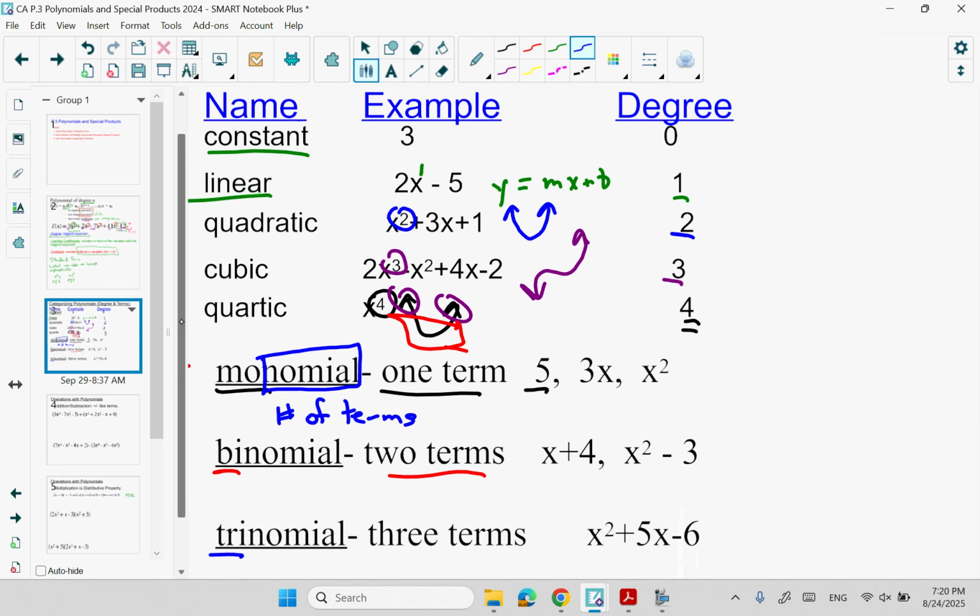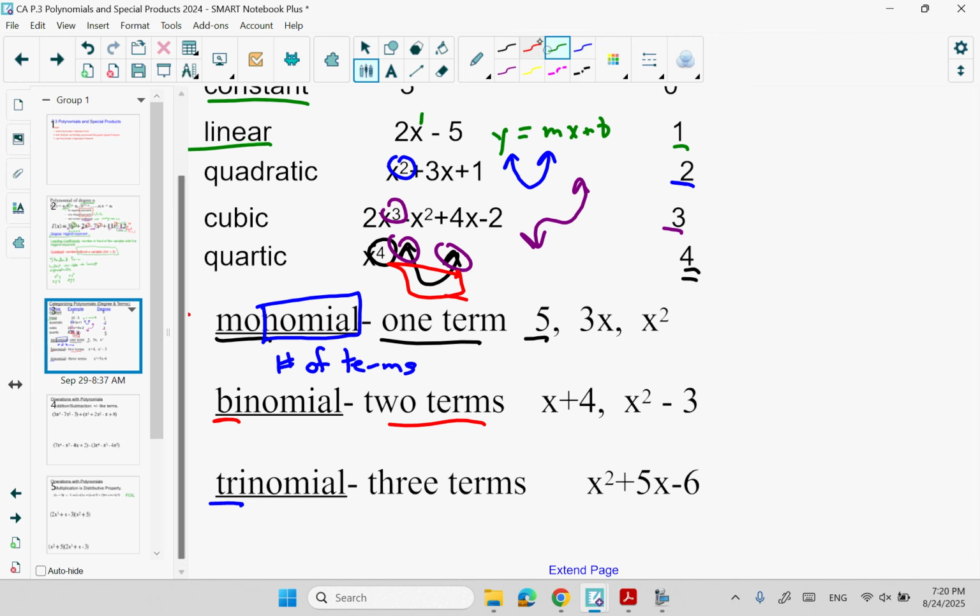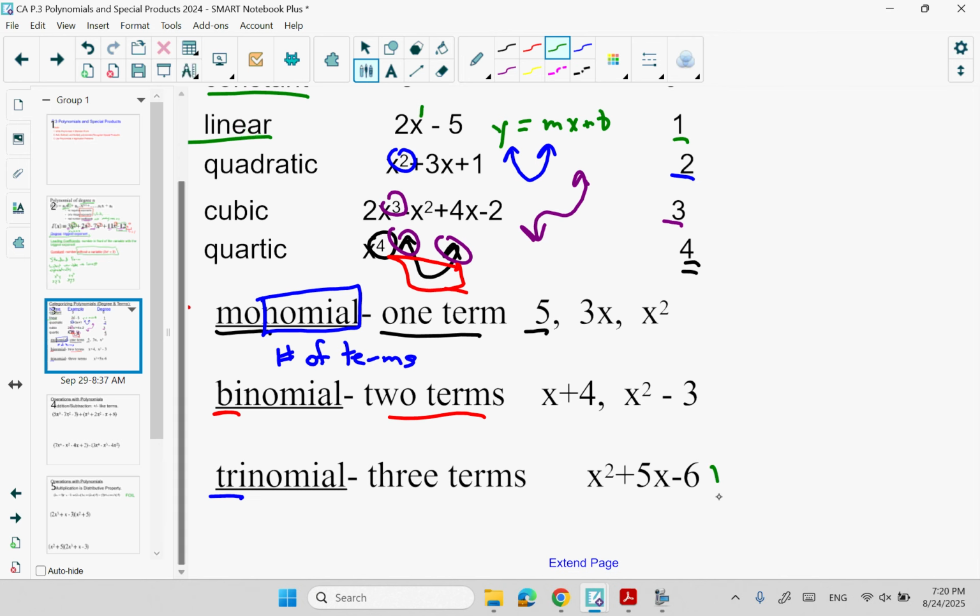So each one of these things can be described in two different ways. For example, this one right here would be a quadratic trinomial. Both ways would describe that polynomial expression.